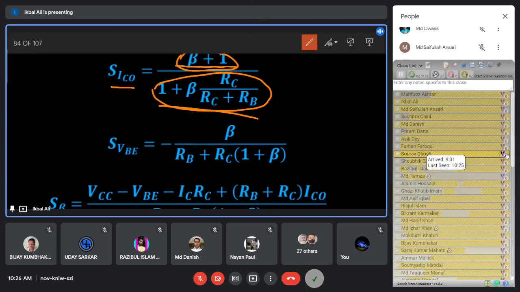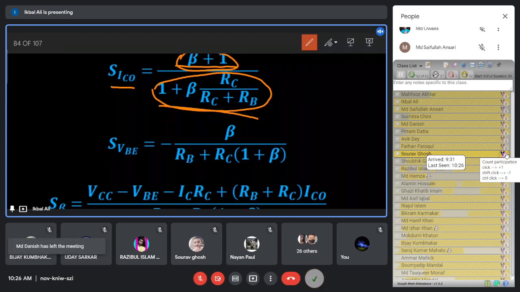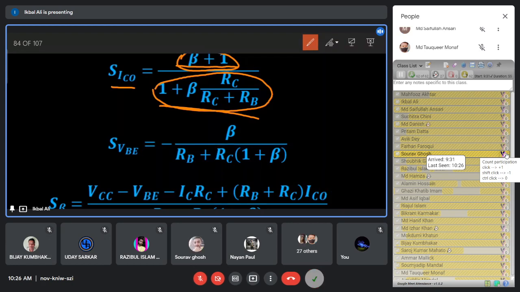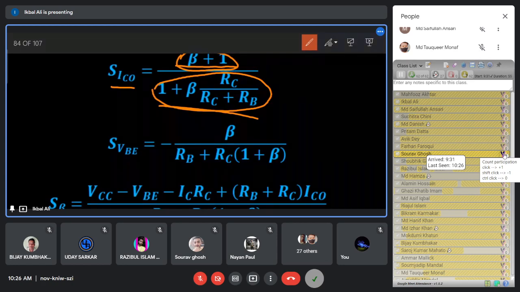And you can see after the analysis that SICO is not beta plus 1, just like the fixed bias circuit, but it is beta plus 1 divided by some expression, which makes the SICO less compared to the fixed bias circuit. The stability factor value is less. That means the stability increases in this circuit. That is why this circuit actually appears.